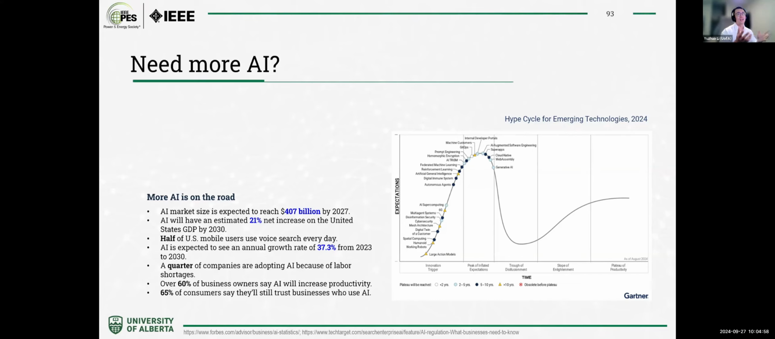In the United States, people estimate AI will drive an estimated 21% net increase in US GPU by 2030. It's also very interesting that a survey shows half of US mobile users use voice search every day. More data shows that the users, the manufacturers, the whole society seem majorly optimistic about AI development.